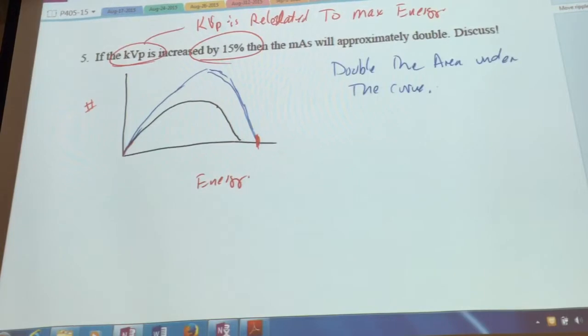Are we clear how max energy is related to KVP? They're not the same, but they're definitely related. You want numbers on the graph? Or the representation of the graph is good enough? Not needing numbers, it's ideas more than numbers here.